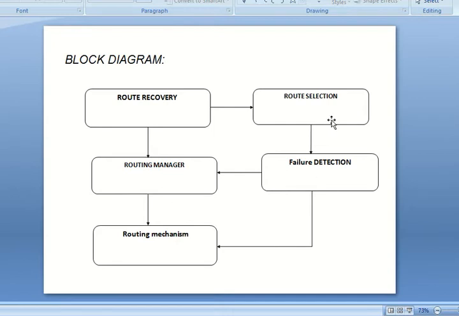The third phase is failure detection. Whenever a failure or a faulty node is identified between the source and destination, it will check and proceed to the routing manager. The routing manager will take the necessary responsibilities and forward to the routing mechanism, and the routing mechanism proceeds with the alternate path.